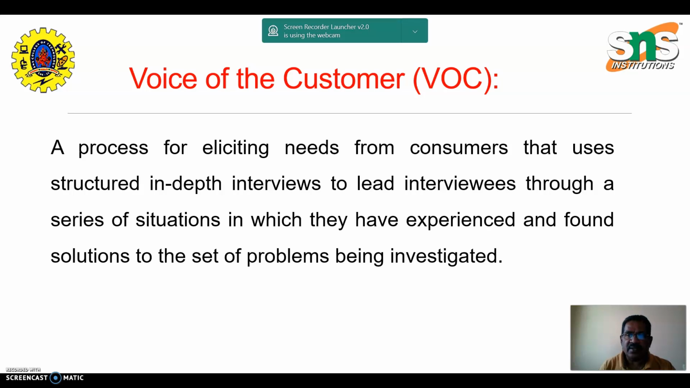In a product design scenario, unless and until we go and ask the customers what their requirements are, we will not be in a position to really understand their requirements. A product which does not cater to the requirements of the consumers is a waste. Nobody is going to buy it.